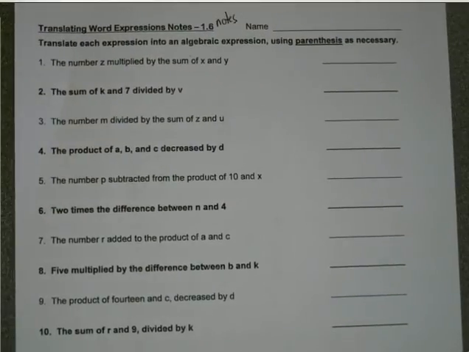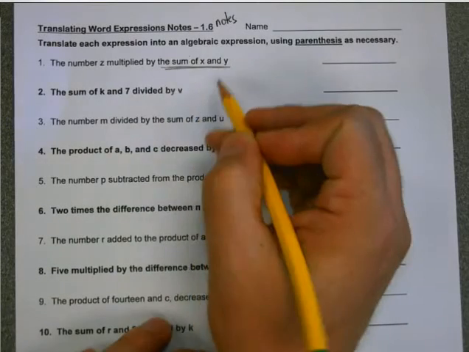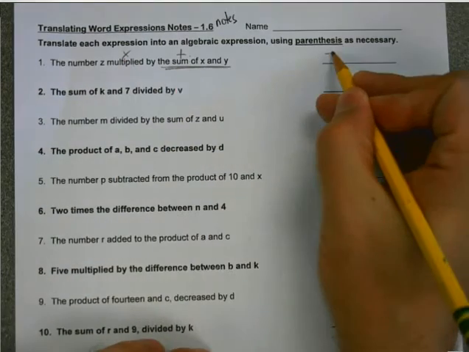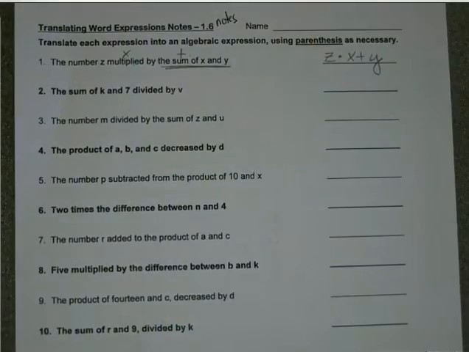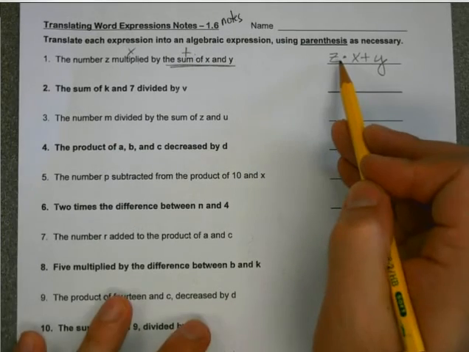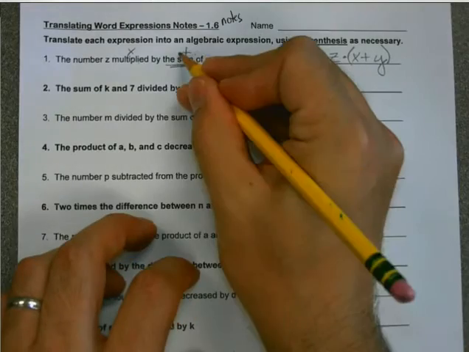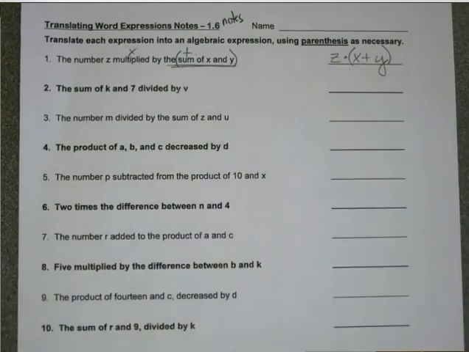So for instance here, the number z multiplied by the sum of x and y. Okay, the sum of x and y. Now what's sum mean? Plus. Well, we know what multiplied is. Since we're timesing by something, okay, if I just wrote z times x plus y, here's the problem I'd run into. Order of operations would tell me I have to multiply first. Well, I don't want to do that. I want to add these together. So when I see the sum of, that means I want to put parentheses around, because now I'll add x and y and then multiply by it.